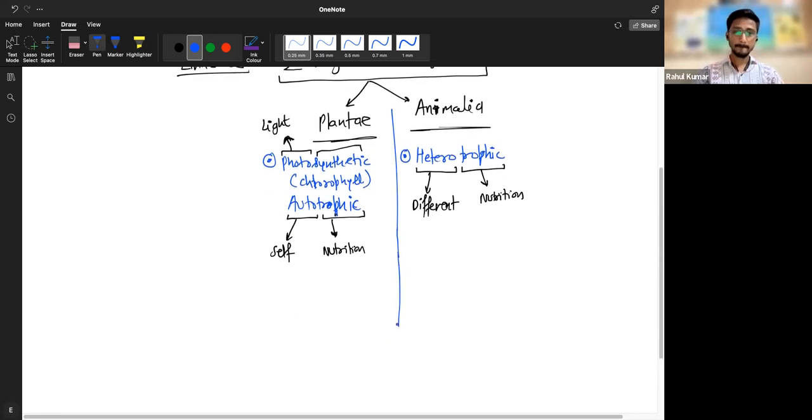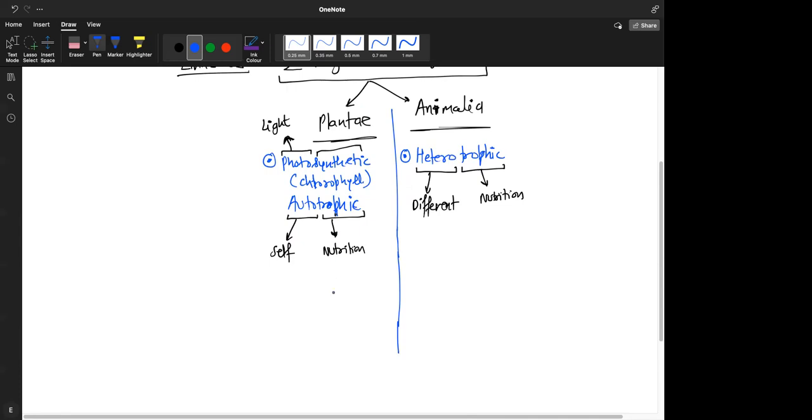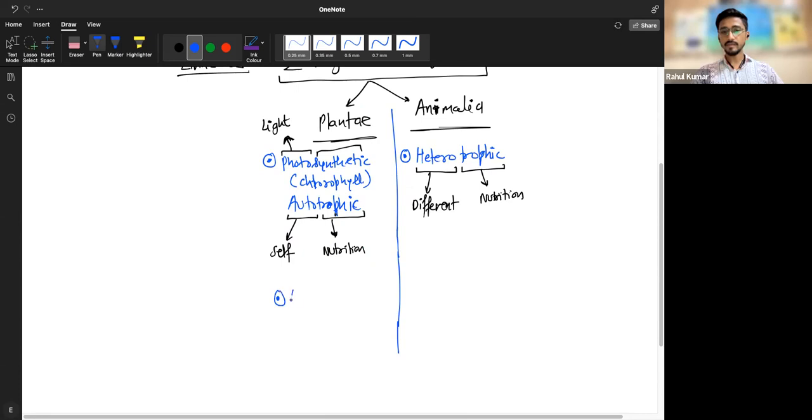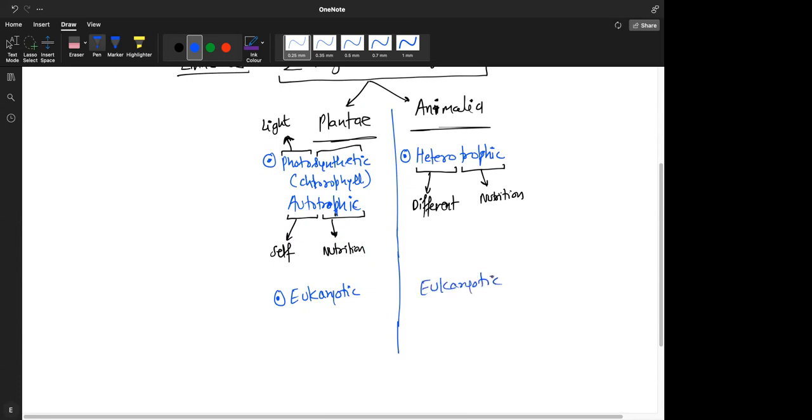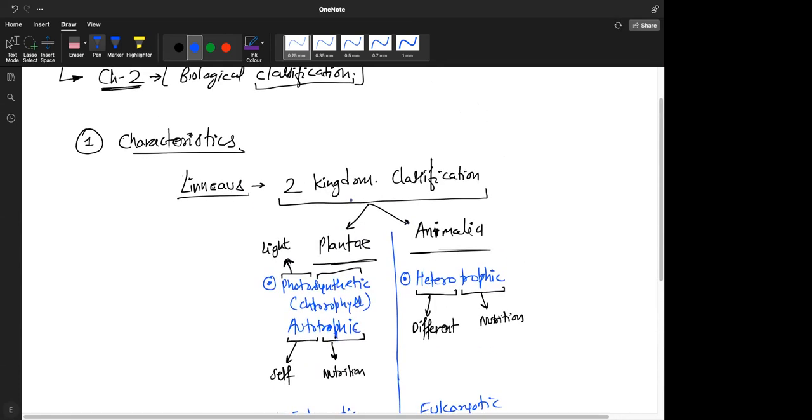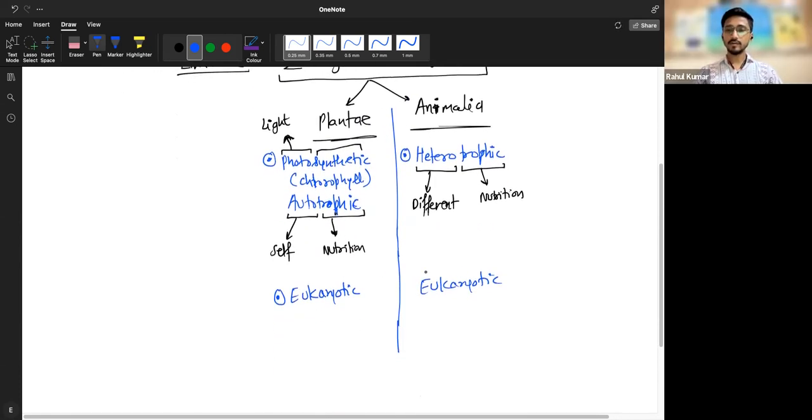What else? Both plants and animals are multicellular only, right? And eukaryotic. So what does the word eukaryotic mean? I think we have discussed this. Eu means... So when Linnaeus gave this system, he was not aware of eukaryotic and prokaryotic cells, that there can be a difference between the cell types of an organism.